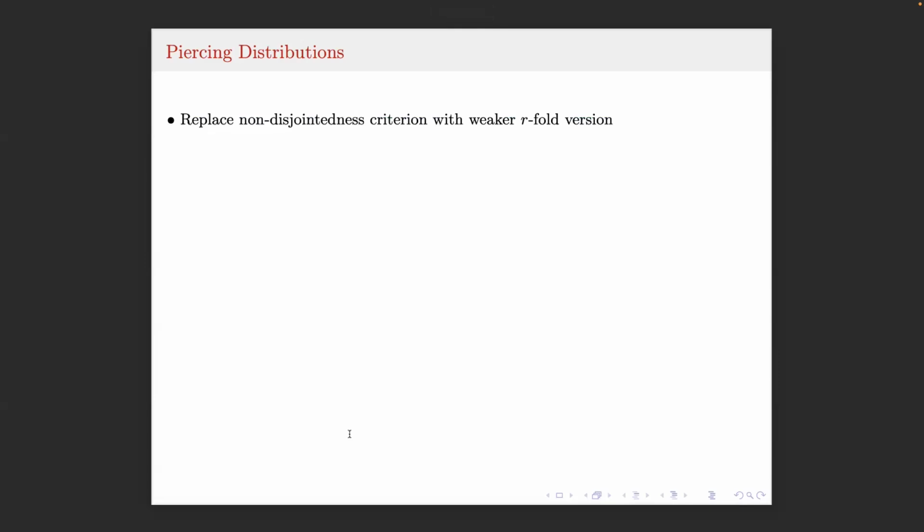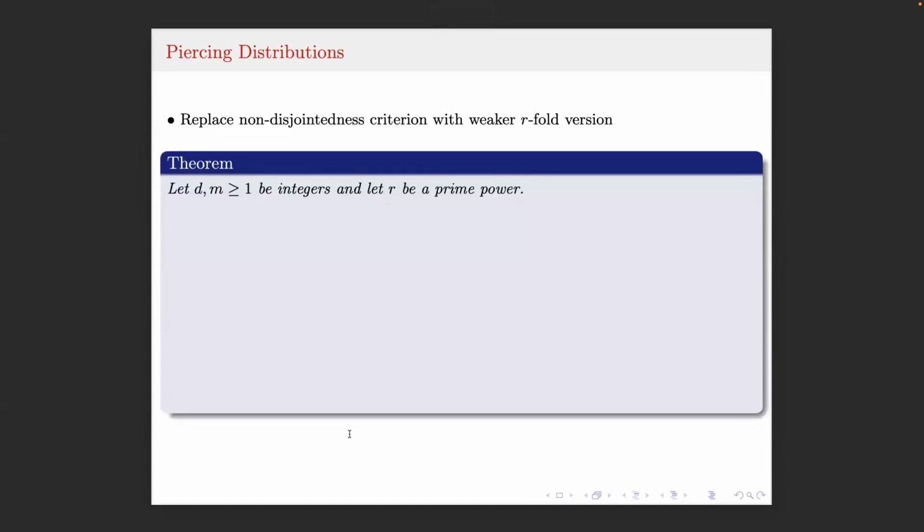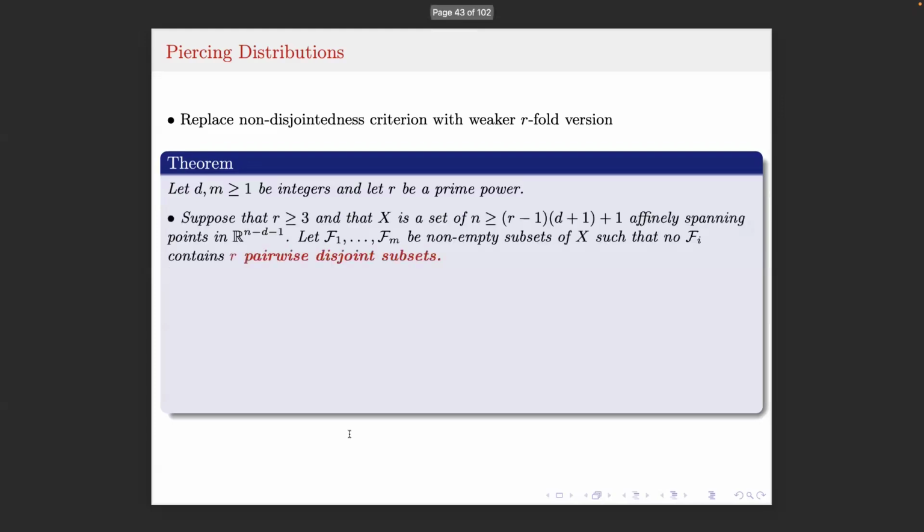All right. So our generalization of the equidistribution results, I'm going to call them piercing distributions. These arise by replacing this non-disjointness criterion on the families with a weaker r-fold version. So we have a theorem, again both for the conical fans and for complex regular, and it goes like this. Let's suppose that d and m are integers and r is a prime power. For the conical case, again, let's suppose that r is at least 3. Let's suppose I have a set X of at least this many points, the same as in the equidistribution theorem, affinely spanning. And now suppose I have m families of non-empty subsets of X, and they're not intersecting, but it's a weaker criterion: if I look at each one of these F_i, none of them contains r pairwise disjoint sets. If r equals 2, that would be the same thing as intersecting.